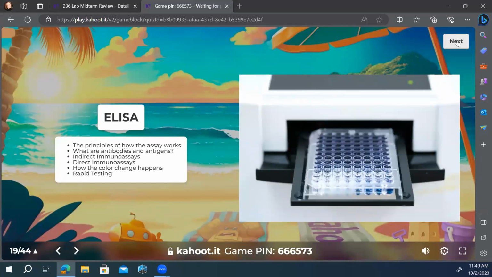All right, so now the principles of how it works. Remember, it's going to change colors due to that enzyme cleaving a substrate, right? And that enzyme's only there if it's positive. You want to know what antibodies and antigens are, general concepts here. Indirect immunoassays versus direct immunoassays, because these terms don't just apply to ELISA, they apply to a lot of testing that's done. So that'll come up again later on when we're talking about diagnosis of infections in this next set of chapters. All right, how the color change happened, right? I just said that. And then rapid testing.